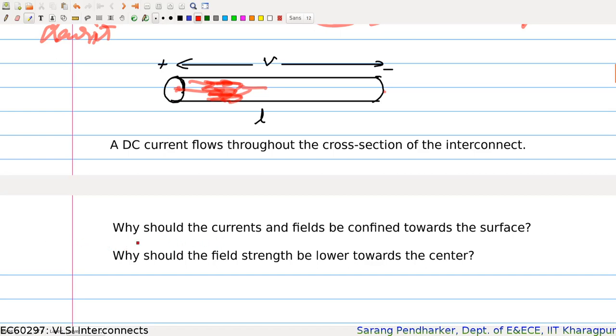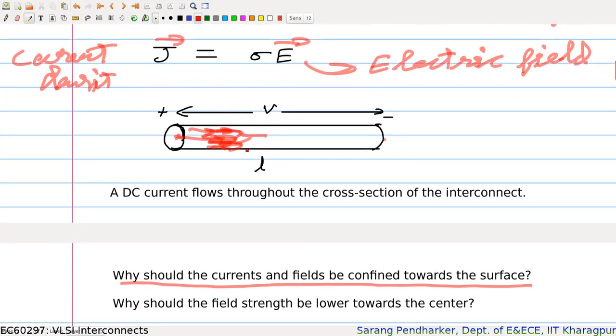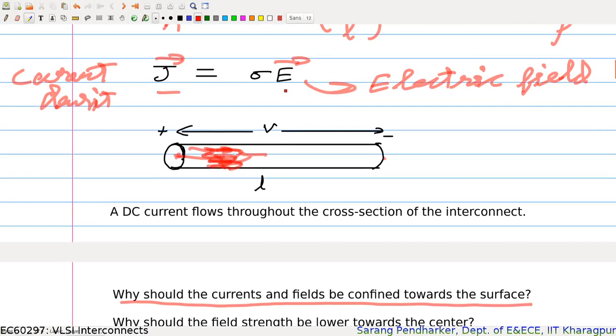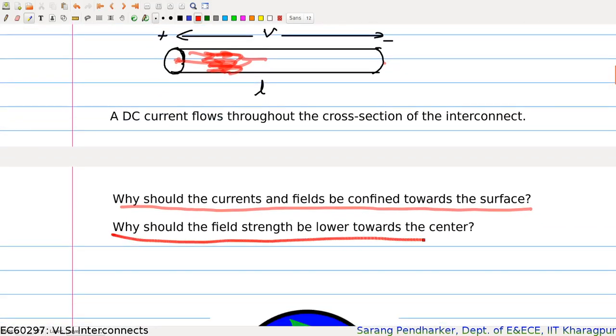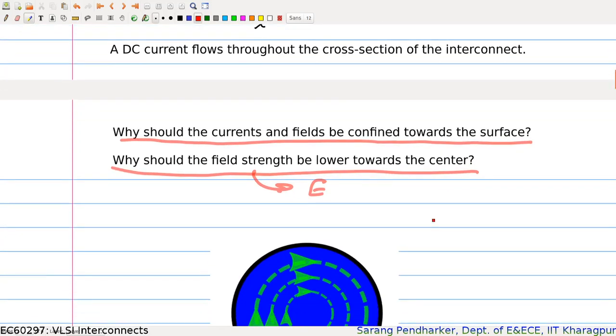So let us try to first understand that in the case of an AC, why should the currents and fields be confined towards the surface? And so if the current is confined toward the surface, and since current is linked to the field, your field strength, or the electric field strength E, should also be lower towards the center. So why would that be?